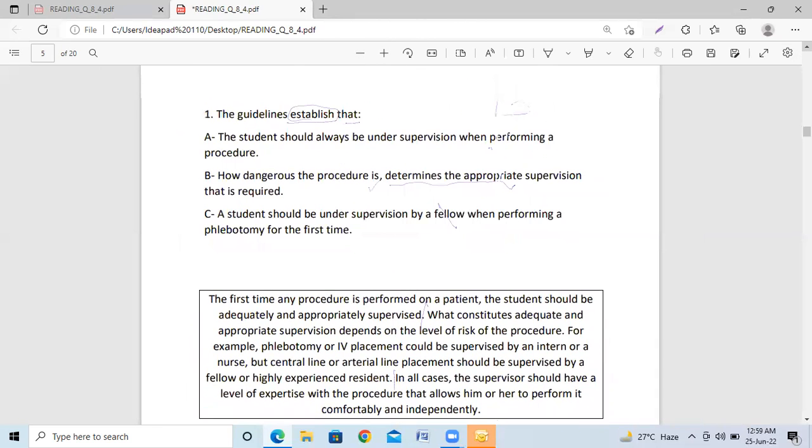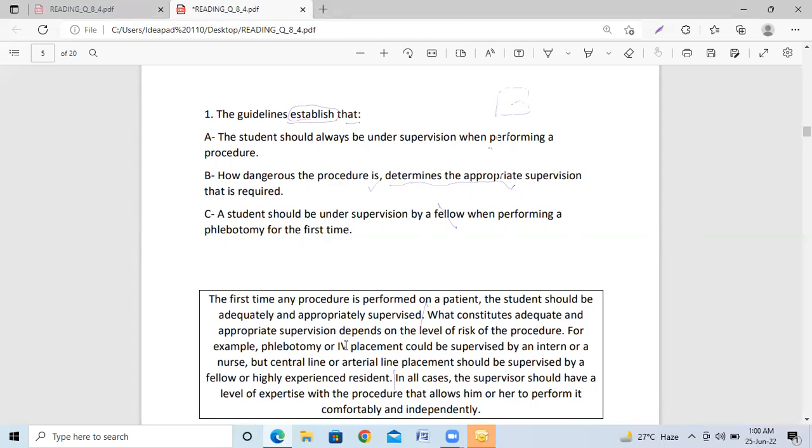So, okay, the question says, the guidelines establish that. Now, the question is very simple, straightforward, no difficult words in it. What we need to do is, now we understood the question, that the question is asking what is discussed in the text, right? What does this text suggest? These are actually guidelines about something that we don't know yet. Once we read it, then we will know about it, okay? So we understood the question. Now let's find the answer to this question in the text.